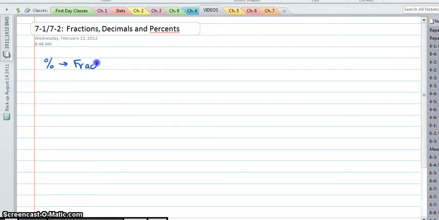Let's take a look at that first. Basically, remember that percent means per 100. So basically, we're expressing the percentage as a ratio out of 100. Always simplify whenever possible. Also, just so you know, it's okay to have percents that are less than 1% and that are greater than 100%.